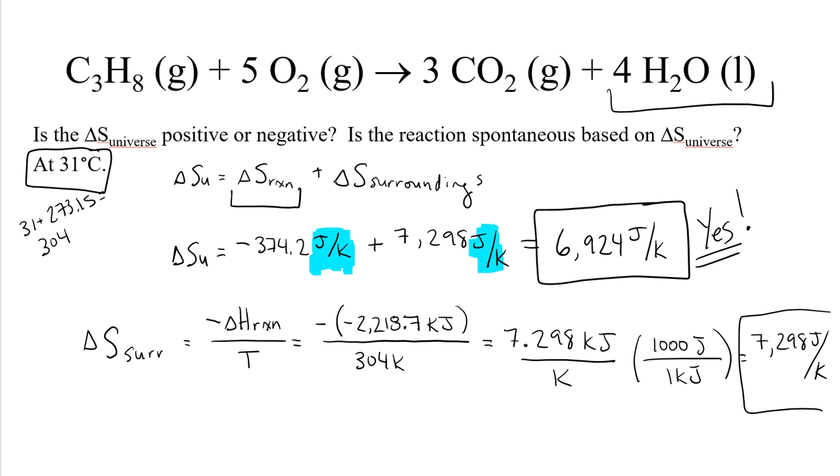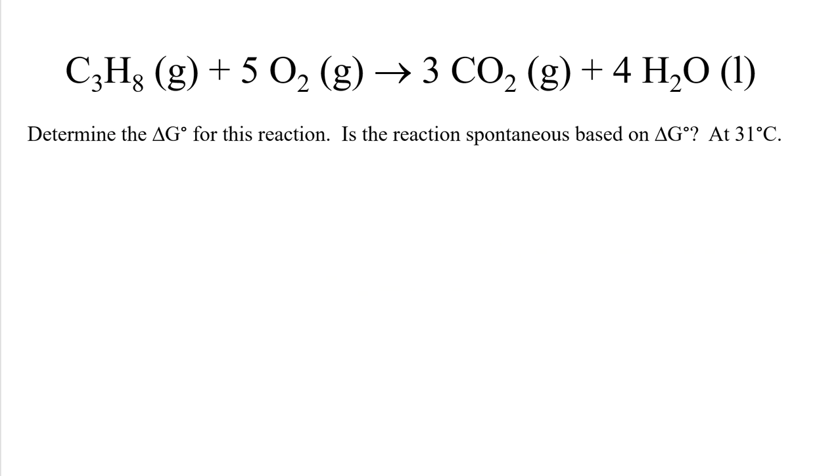Finally, one more thing. I want to determine the delta G for this reaction. Is the reaction spontaneous based on the delta G? And again, we're at 31 degrees Celsius. The equation for this is delta G equals delta H minus T delta S. This is looking at spontaneity completely from the system. We don't really care about the surroundings.